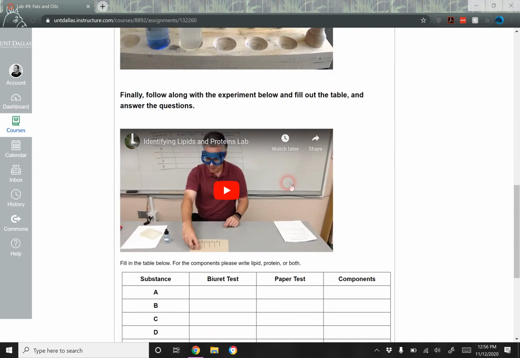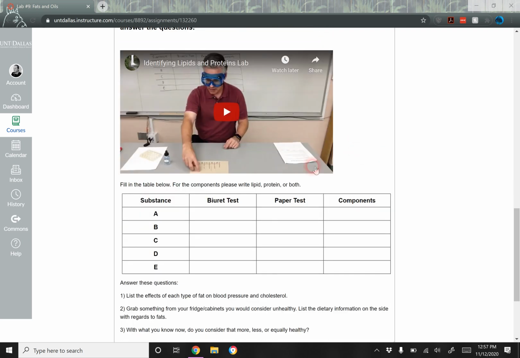But then lastly, I have sort of a lab demonstration for you. And so this is an example of a lab that we might have done actually in person. But here he does a good job of going through each step with you. He writes everything on the board at the end to make it very, very clear. So what I would like for you to do is just to fill this table out and then tell me what's present in each of the substances.